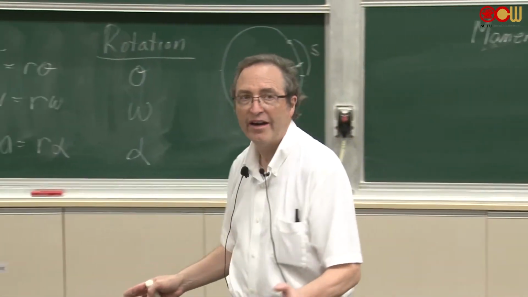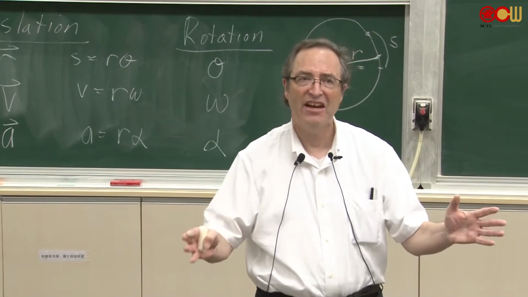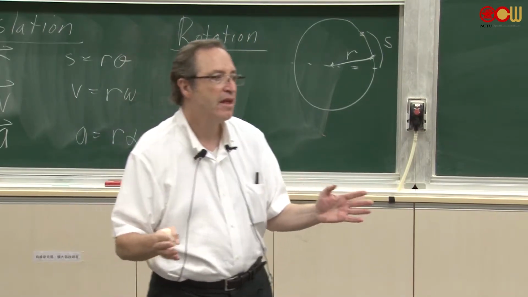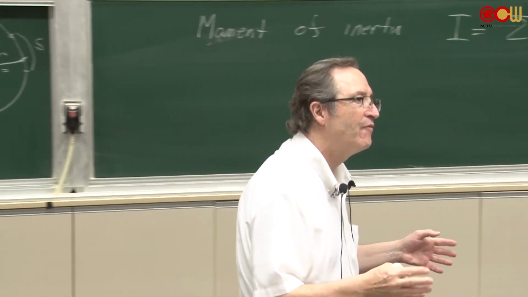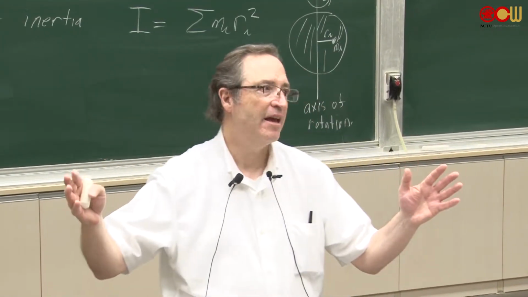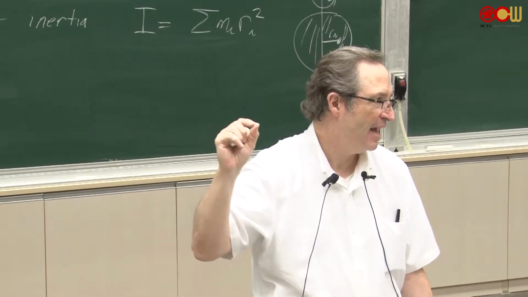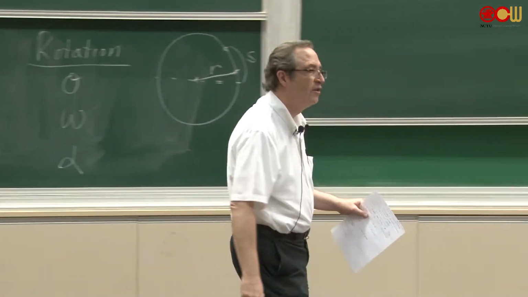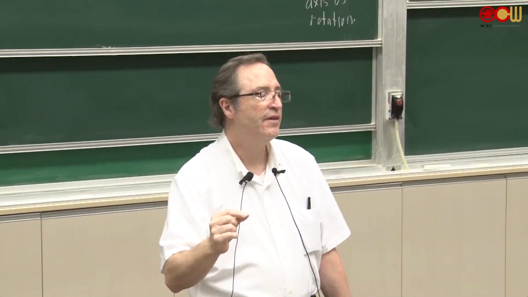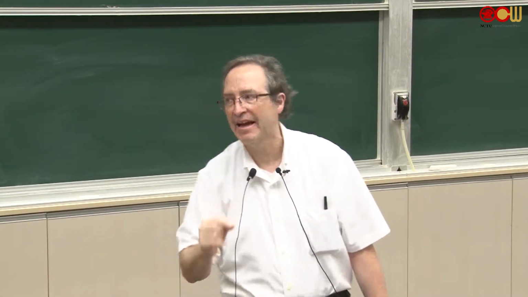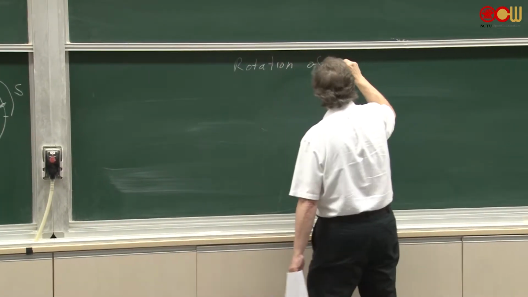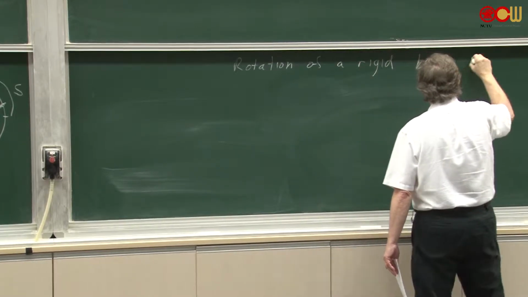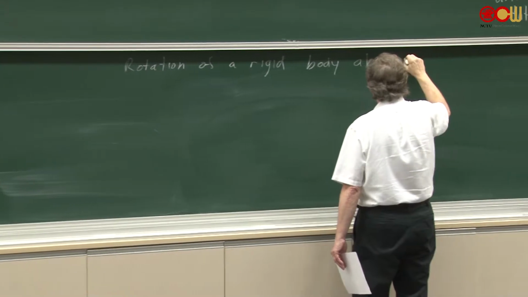Let's start by looking at the kinetic energy of a purely rotating object. What I'm going to do is derive that kinetic energy in a little table, and there are going to be little pieces in that table missing. Your job is to fill in those pieces. So we're going to look at the rotation of a rigid body about an axis.